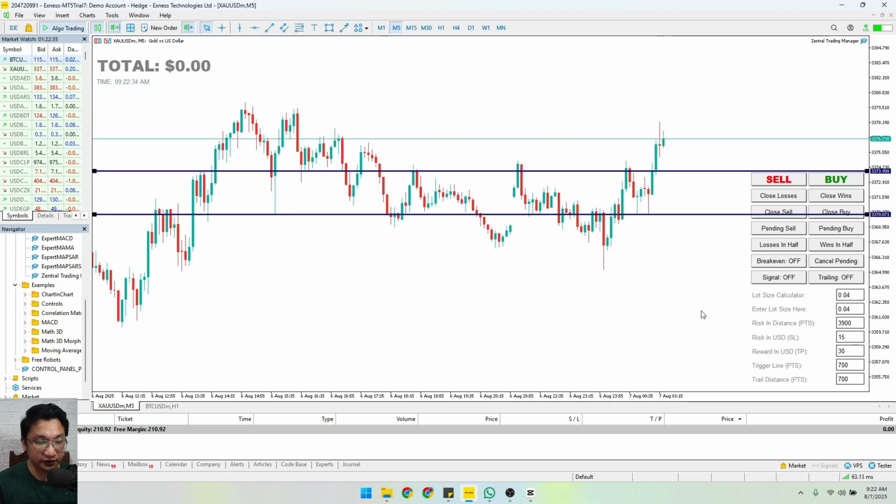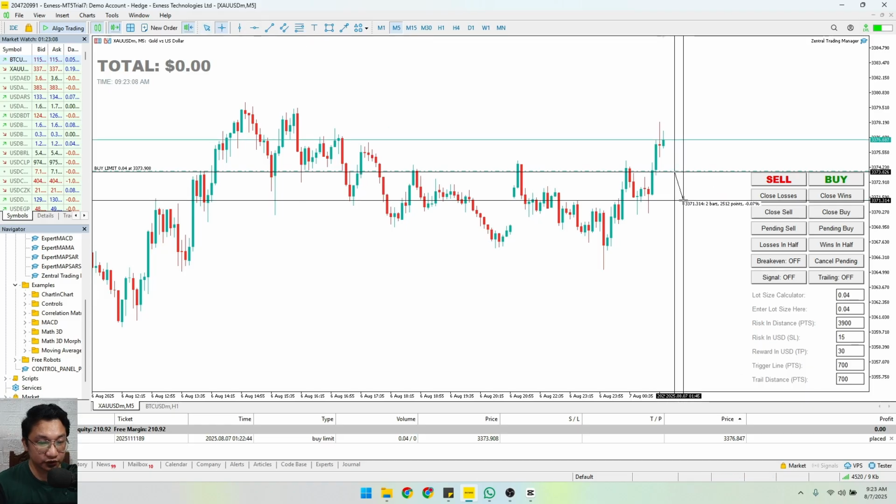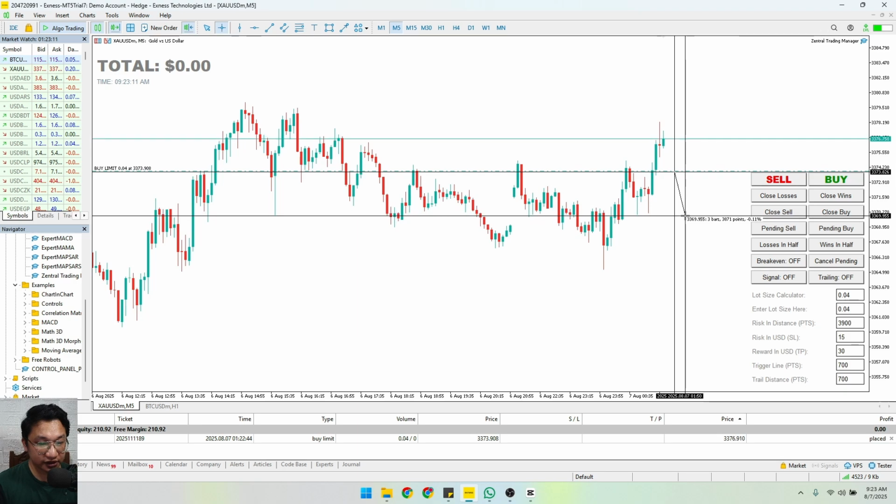0.04. Now, when we are going to click pending buy, and set our pending levels to around this area, apply pending buy, that would also give us a proper risk of around 0.04. And if our pending order would get triggered, it would also give us a proper risk distance of around 3,900 points. So your stop loss would be at around 3,900 points as well, at around this level.